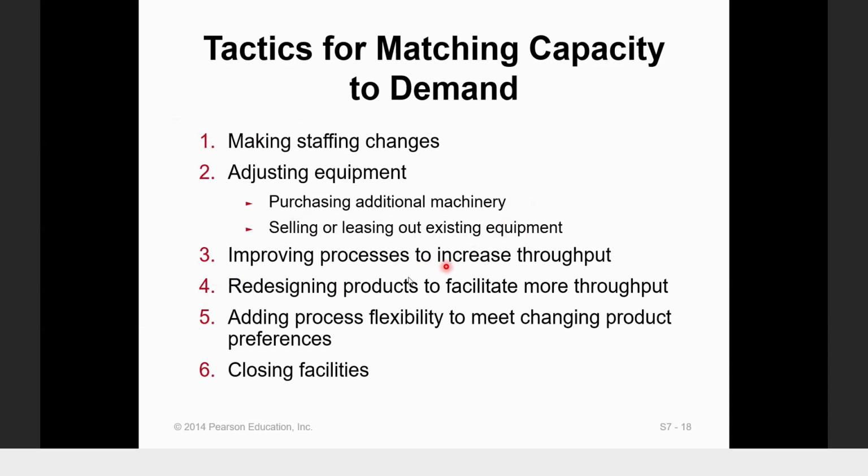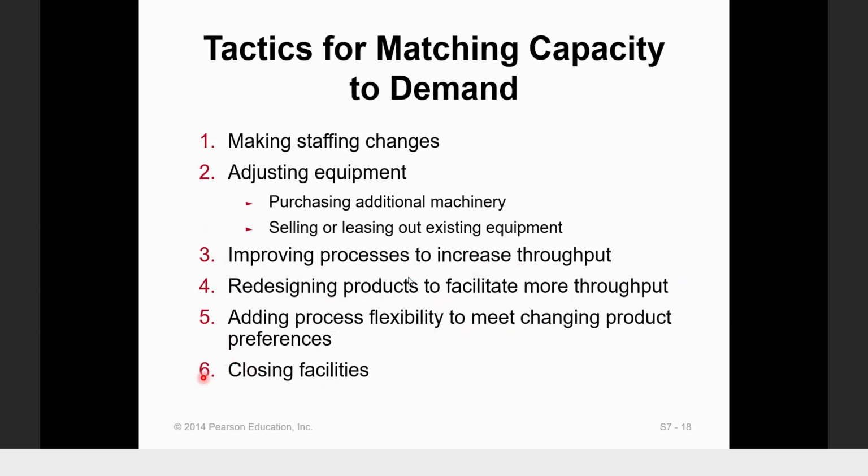But if we can improve process to increase throughput, this is good. Okay, increase throughput maknanya increase capacity. Kita improve proses, kita percepatkan proses, kita permudahkan proses, kita redesign product. This is a good strategy. Okay, also we redesign product supaya lebih cepat pengeluarannya. And we add flexibility, okay, untuk menangani changes in the demand. Okay, the last one is closing facilities. This is not a good one lah.